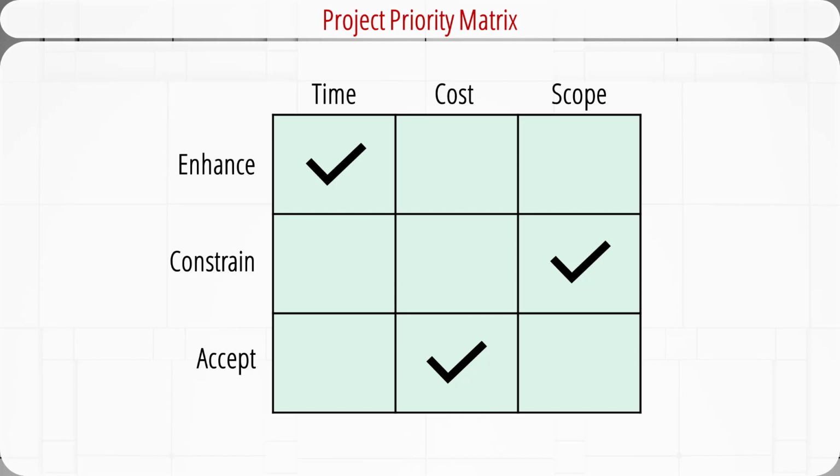There are likely to be natural limits to the extent managers can constrain, enhance, or accept any one criterion. For example, it may be desirable to finish a project 1 month early, but after that, further shortening the project duration may be prohibitively expensive.